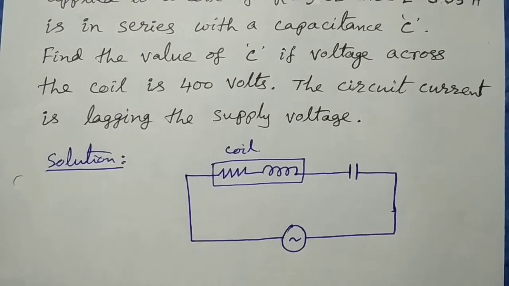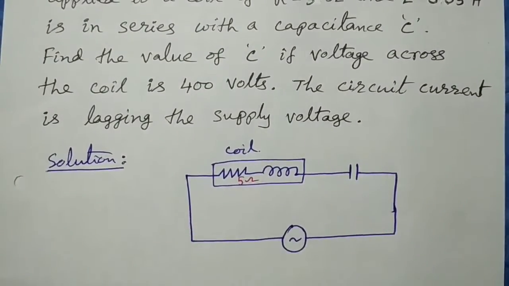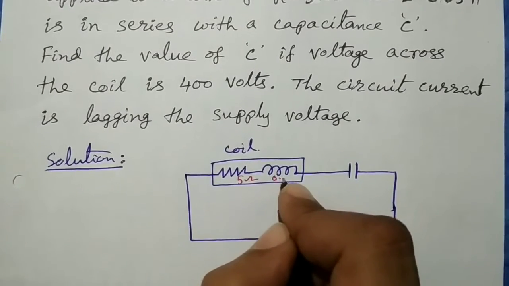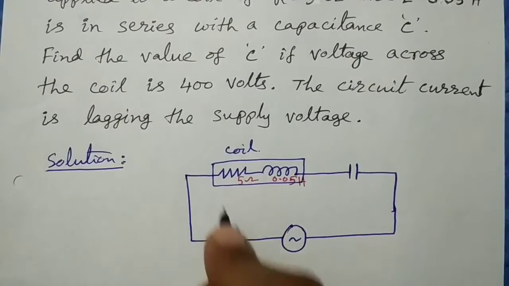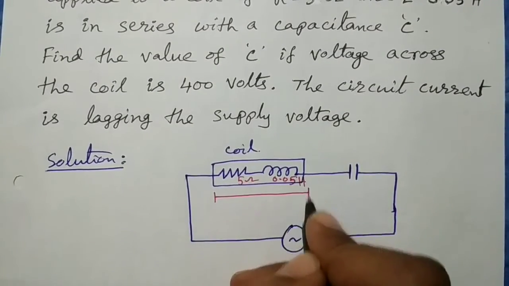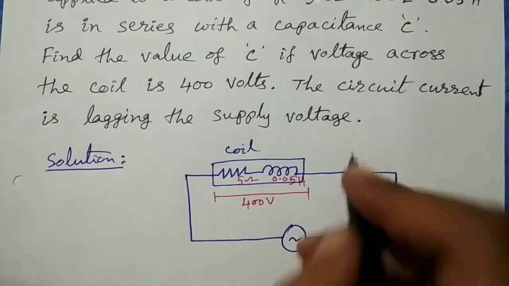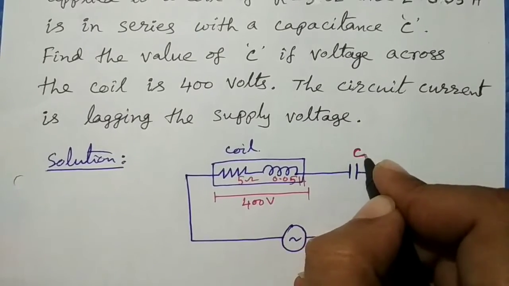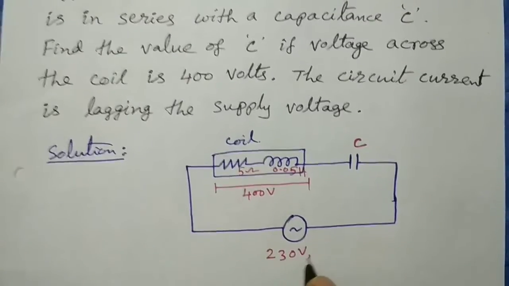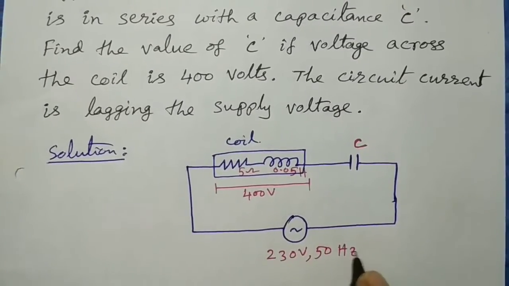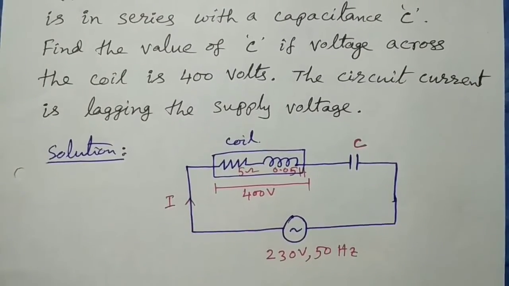In this question, the resistance of the coil is 5 ohms and the inductance is 0.05 Henry. And the voltage across the coil is also given as 400 volt. So you have to find the value of C, capacitance. Here the supply voltage is 230 volt 50 Hz. And this will be the current flowing in the circuit.